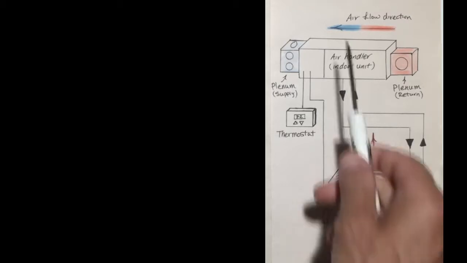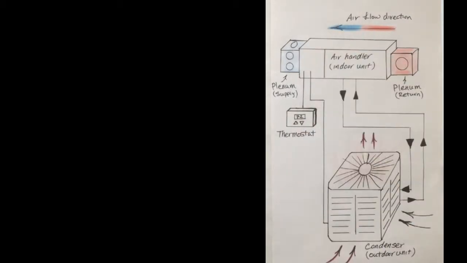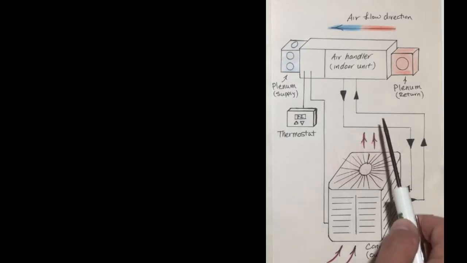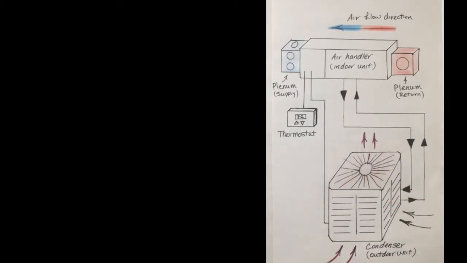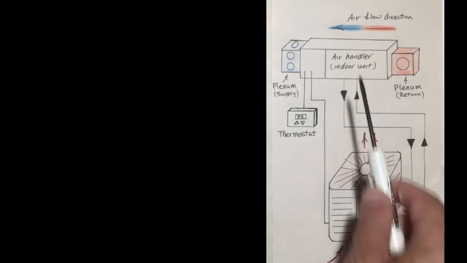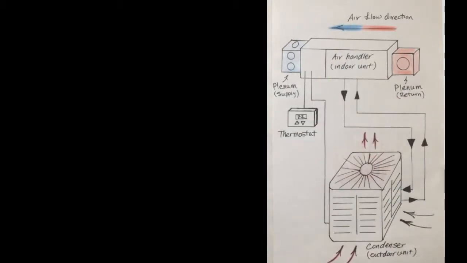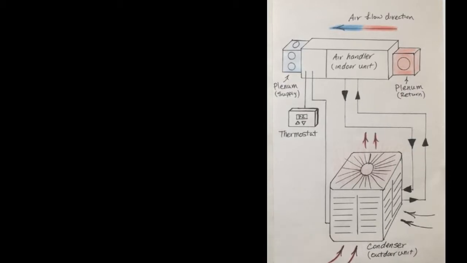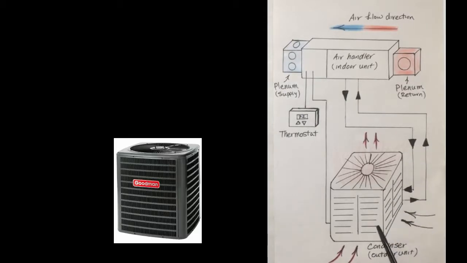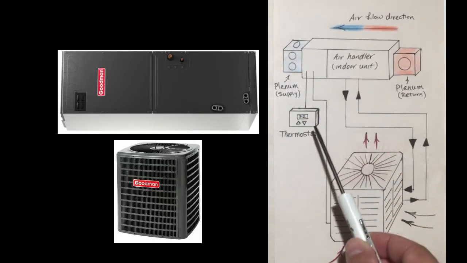Today I'm going to talk about home air conditioners. First, we're going to take a look at a simplified layout, and more specifically, we're going to look at cooling only for right now. So looking at a simple residential AC, we have our major components, which is a condenser, air handler, and a thermostat.